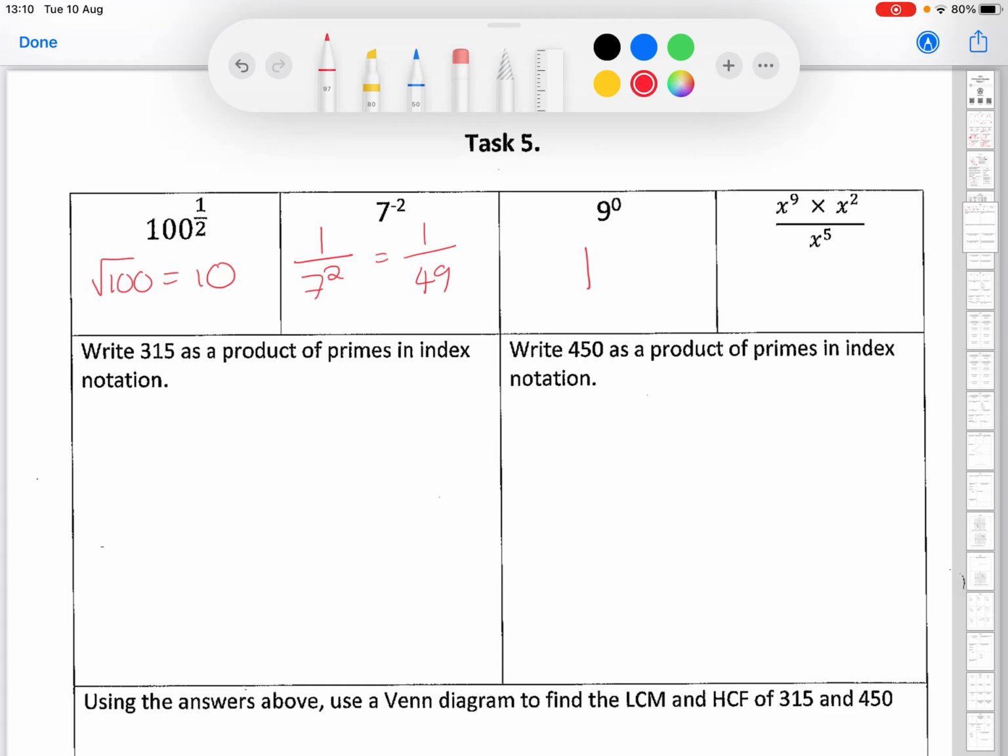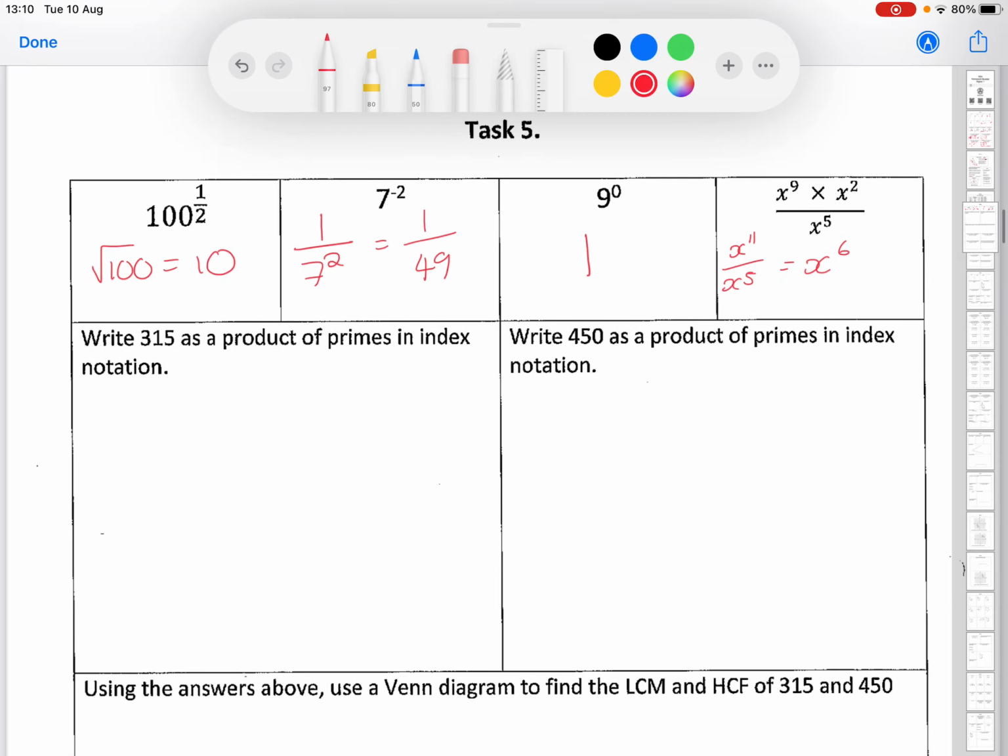On our next one, we work out our top first, so x to the power of 9 times x to the power of 2. We're going to add those powers together to make x to the power of 11, over x to the power of 5. That means divide, so we subtract our powers, which gives x to the power of 6.